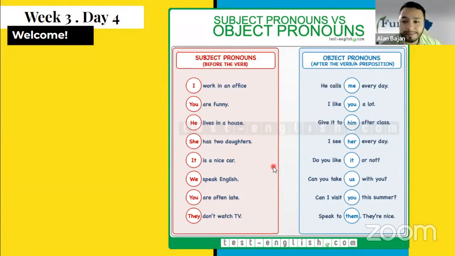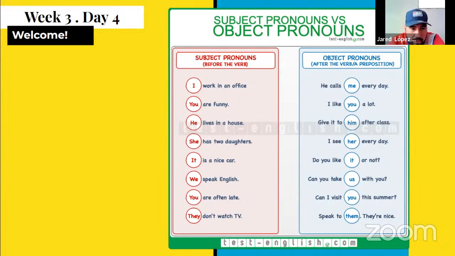Okay, let's read the examples. Can you read all the examples, please? Sure. I work in an office. You are funny. He lives in a house. She has two daughters. It is a nice car. We speak English. You are often late. They don't watch TV.